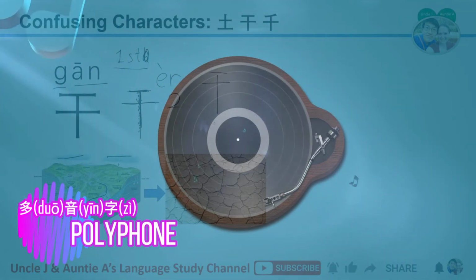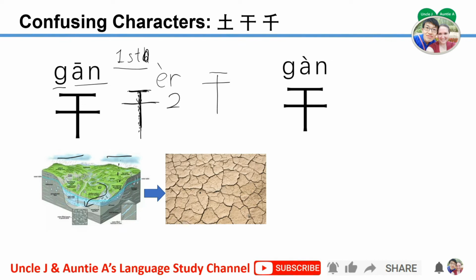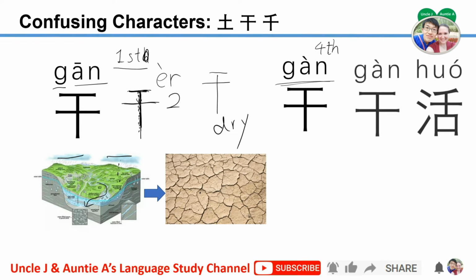For example, this 干 can be pronounced as gān, same spelling but fourth tone, gàn. Gān is an adjective. It means dry. But gàn, the fourth tone, is a verb. It means work or do something. So the phrase is 干活.